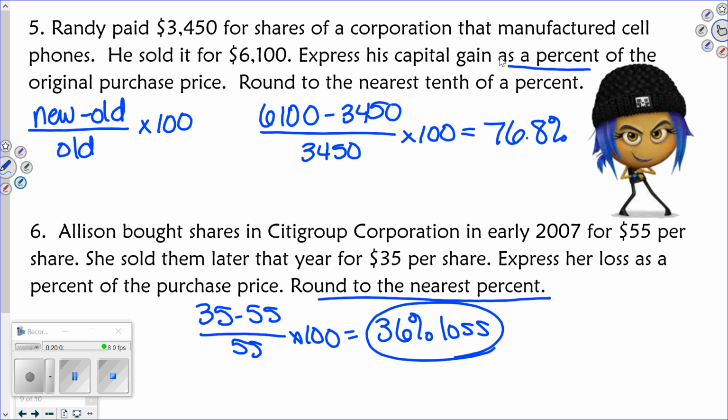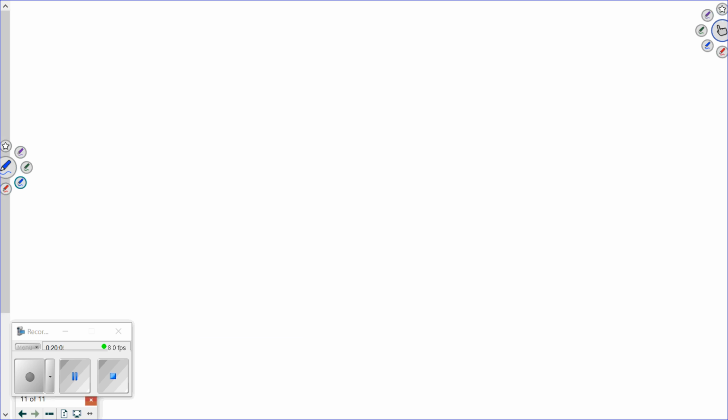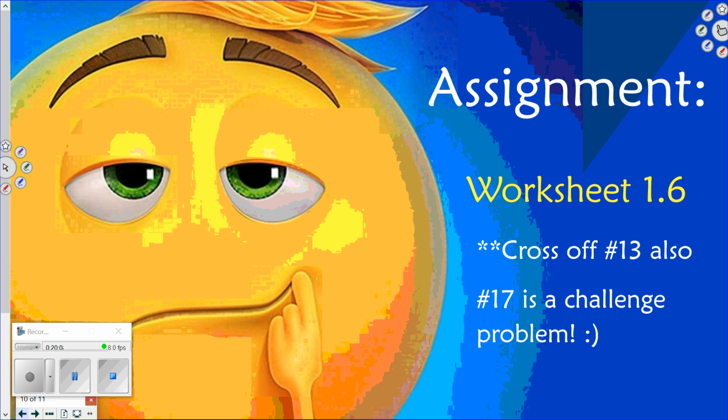Yeah, it's easy. On your homework, I missed crossing off 13. You don't have to do 13, so cross that one off also. 17 is a challenge problem. If you can get all of number 17 right, you get bonus. I will check tomorrow when I'm checking homework in. I'm going to be checking all your answers on 17 to see if they're right or not. If you don't want to do 17, you don't have to try it. But if you want to try to get some bonus, number 17.